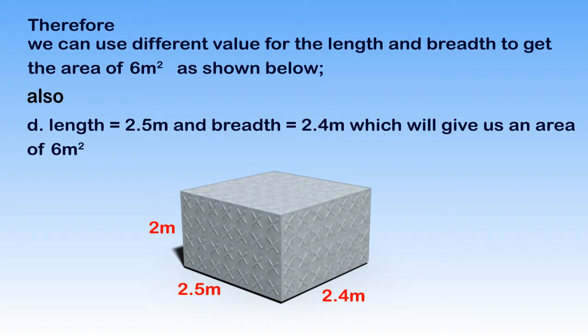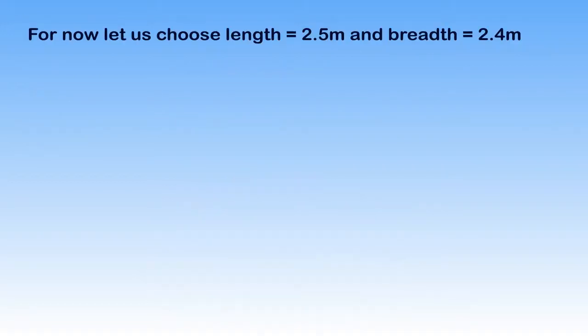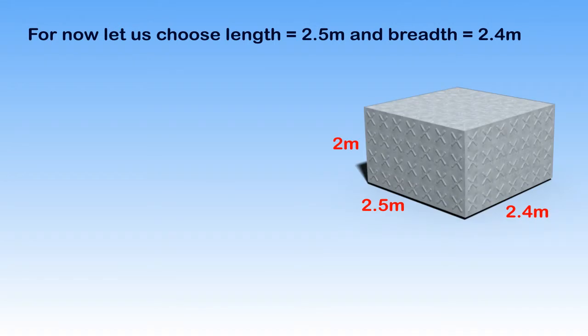How do I know which one to choose? Well, the value you will choose depends on the one that will give you the lowest value of surface area. The less the surface area needed, the less the money you will pay. For now, let us choose a length of 2.5 meters and a breadth of 2.4 meters. So, do you mean that the tank will have a length of 2.5 meters, breadth of 2.4 meters, and height of 2 meters? That is correct.